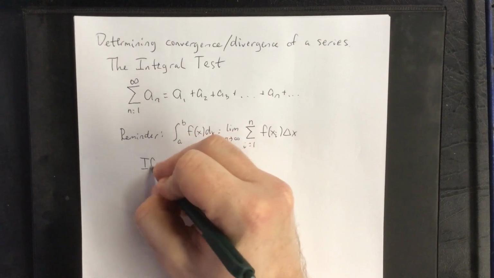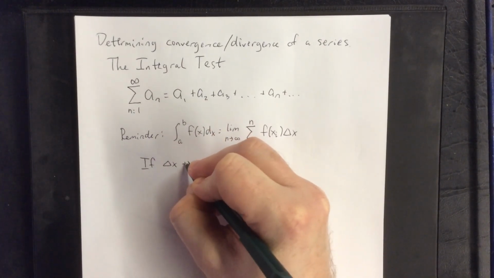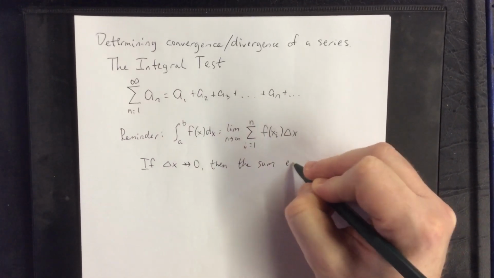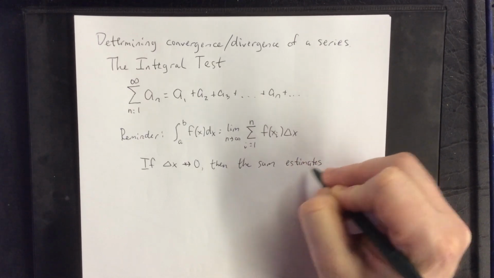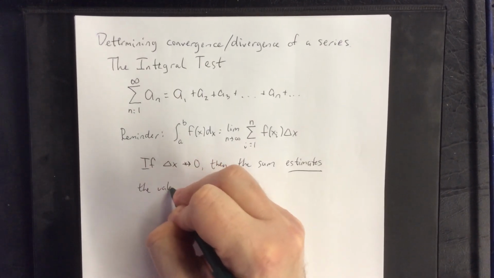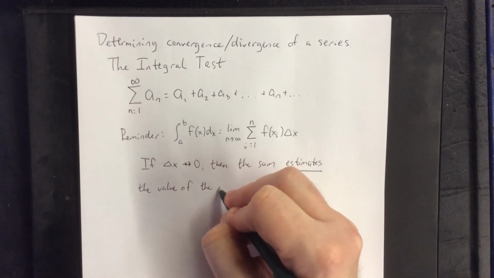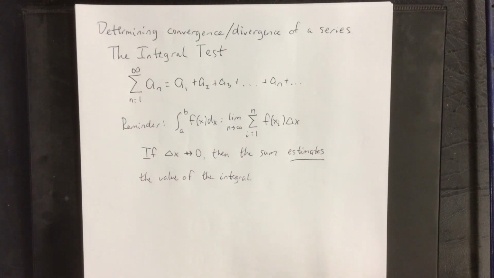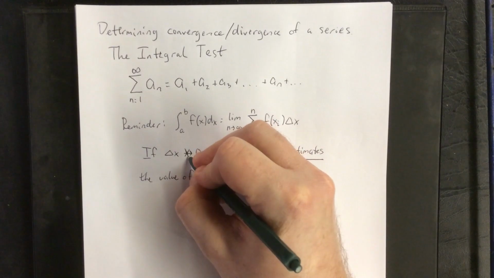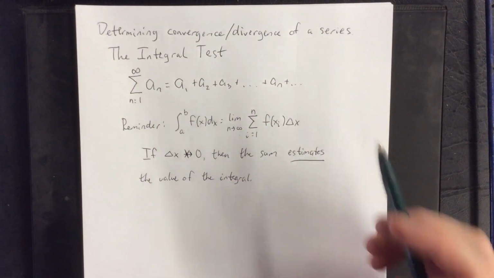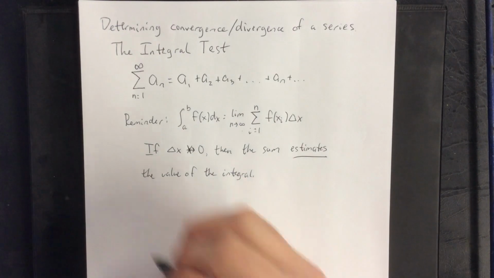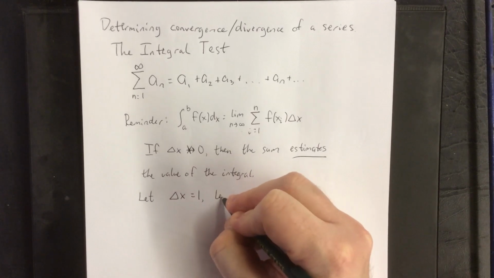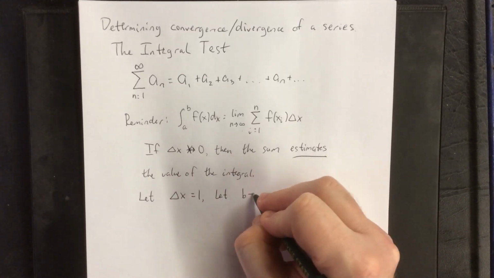So if delta x is not approaching 0, then the sum estimates the value of the integral. Now that's if delta x is not approaching 0. Normally when we take the limit as n goes to infinity, it's going to work out just fine anyway. What I want to do is let delta x be equal to 1 and let b approach infinity.